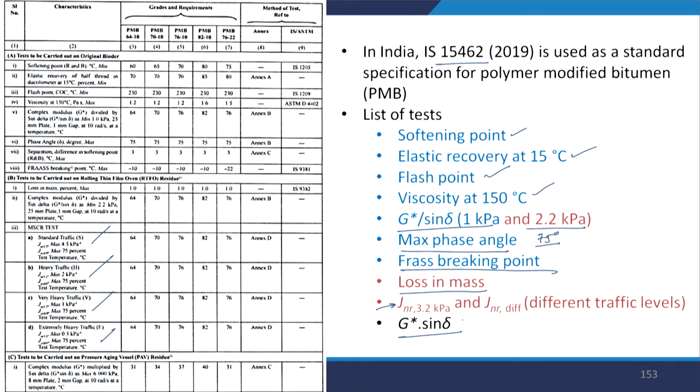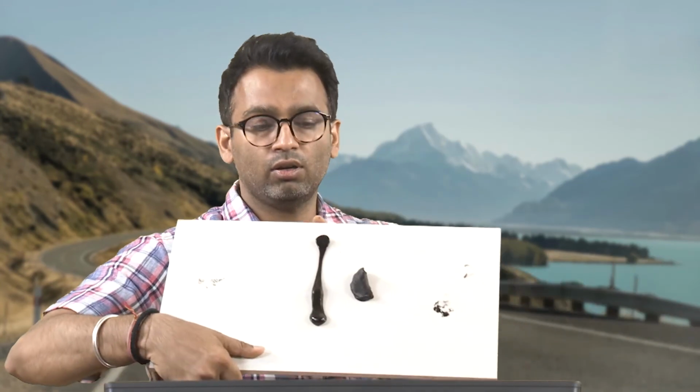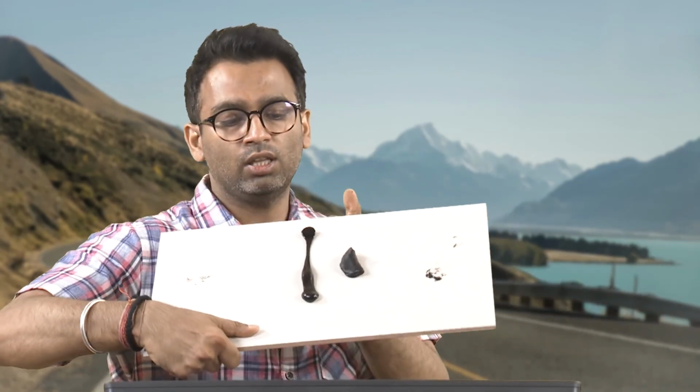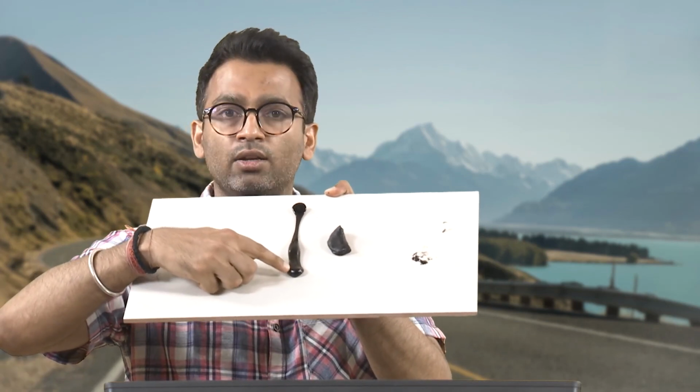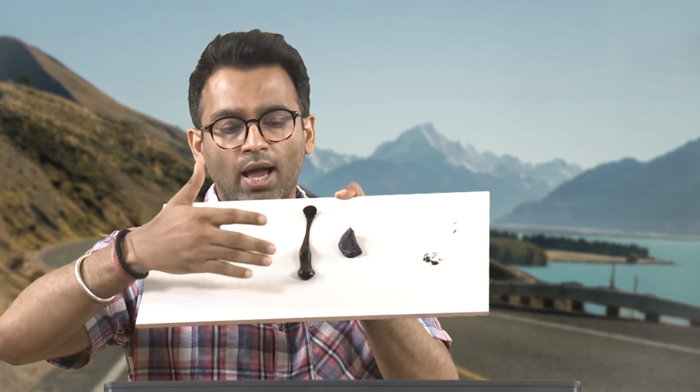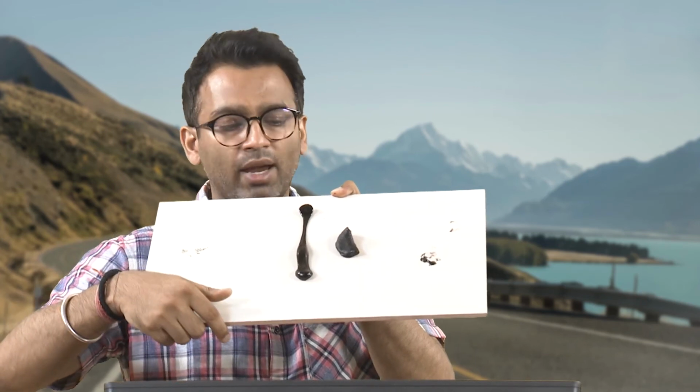So, this is about IS 15462, and with this we come to the end of this lecture, and before we conclude here today, let me show you what has happened to our sample. If you can see here, you can see that the conventional bitumen which was stretched is still in that position. I do not think that a very little recovery might have happened.